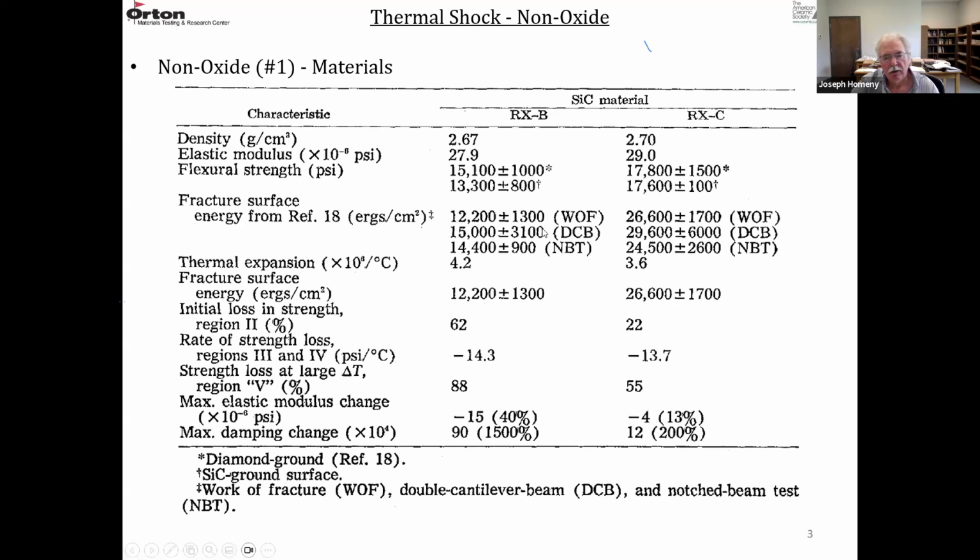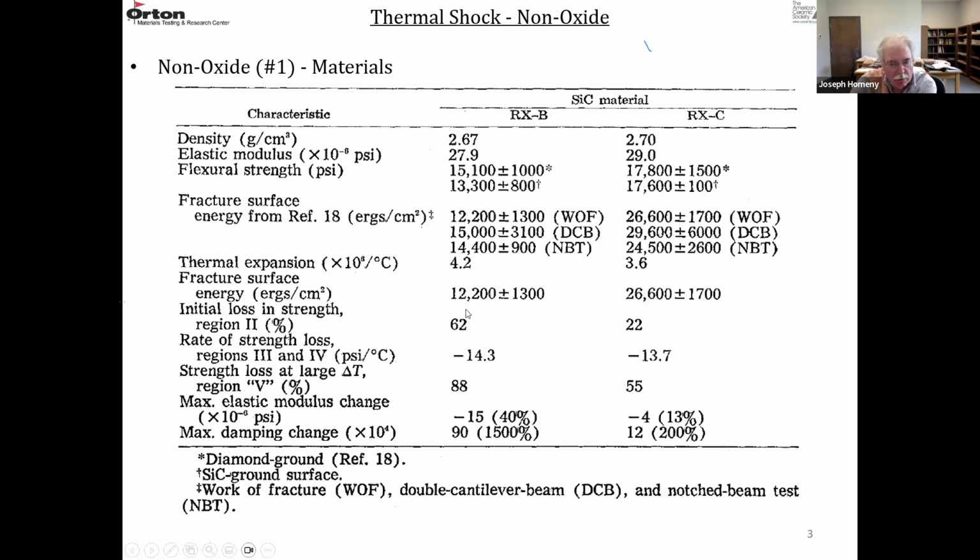And then the fracture surface energy was measured by multiple techniques here. The work of fracture, a double cantilever beam, and a notch beam technique. But you can see these range from 12 to 15,000. These range from about 24 to almost 30,000. So this one, RXC, is twice the fracture surface energy as RXB.